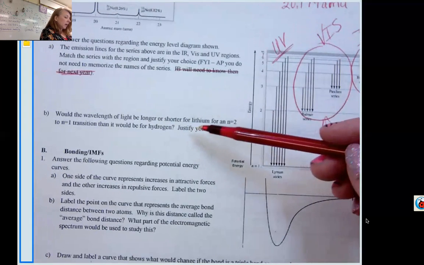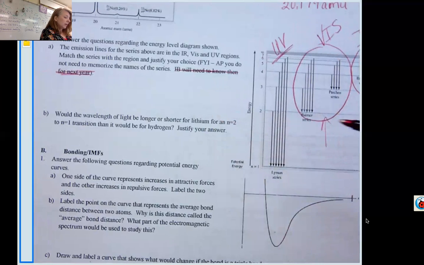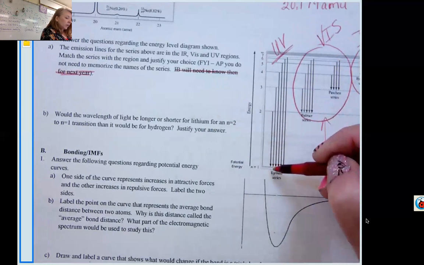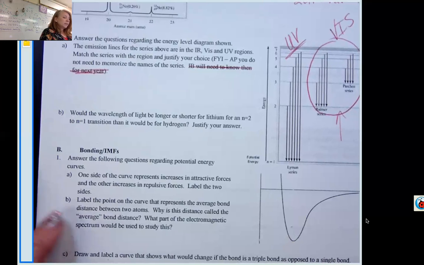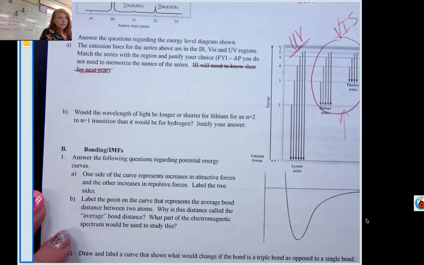Would the wavelength of light be longer or shorter for lithium for an n equals 2 to n equals 1 transition than it would for hydrogen? So we're talking about going from n equals 1 to n equals 2 for both lithium and hydrogen. Here's what you have to think about: which one is going to require more energy to go from n equals 1 out to n equals 2? Because the amount of energy is measured whenever the electron falls back to its ground state.